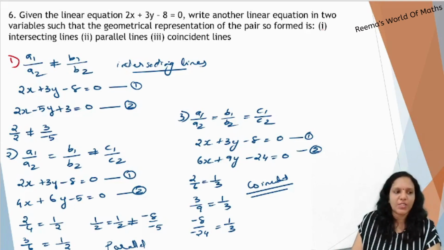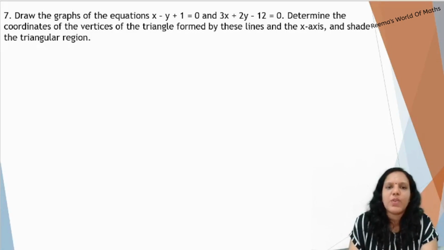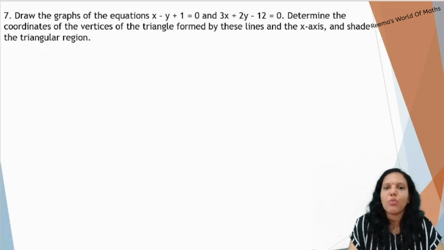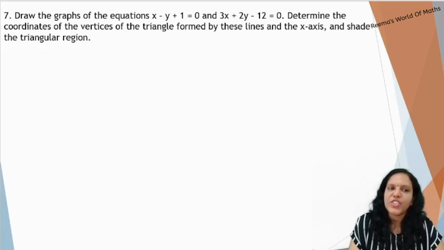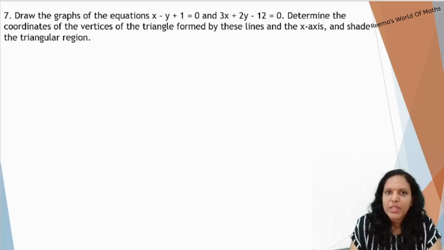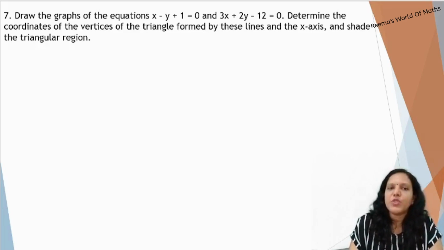Now let's move to the last question of this exercise. Draw the graphs of the equations x minus y plus 1 equals 0 and 3x plus 2y minus 12 equals 0. Determine the coordinates of the vertices of the triangle formed by these lines and the x-axis and shade the triangular region. So we need to find the graph of both the equations, and after drawing the graph, there will be a triangle formed by these two lines. We need to find the coordinates of that triangle. First we can find the coordinates of these two equations, then plot on a graph.